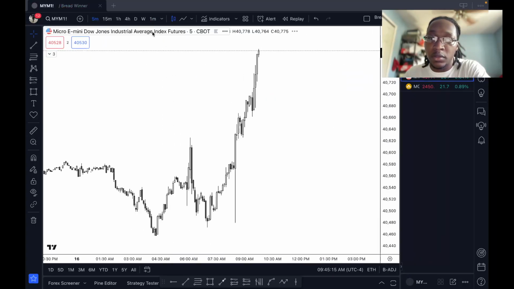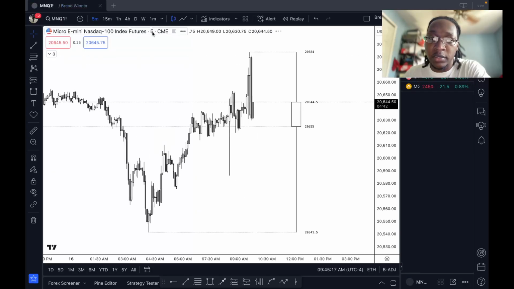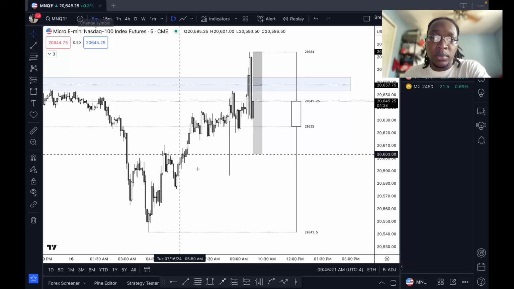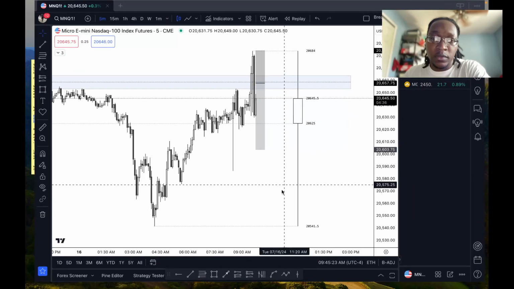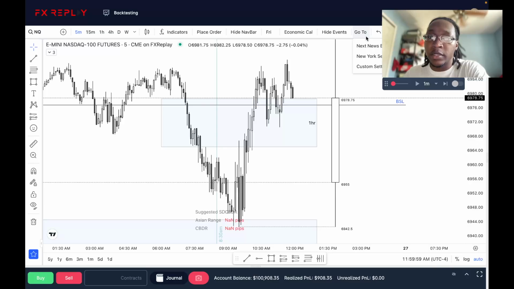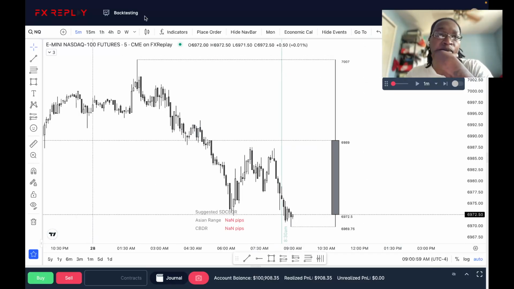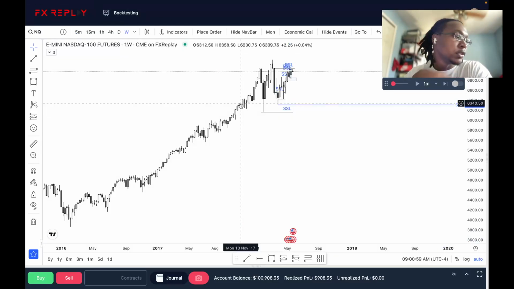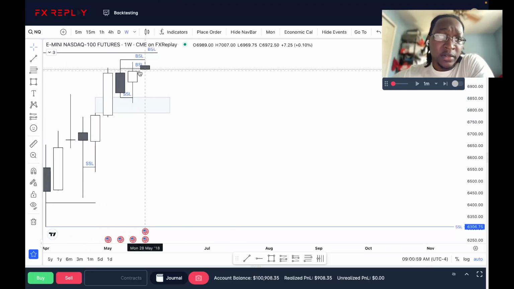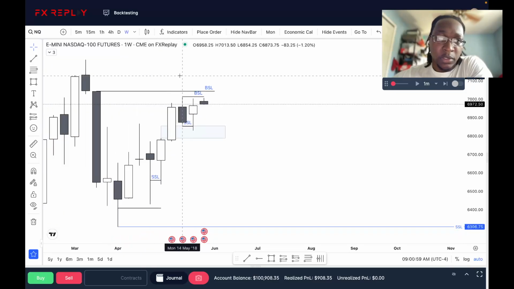ES, nothing really. YN, just pushing higher. But yeah, let's see if this plays out and keep our focus on backtesting. All right, so new week. See what we're doing. I still think we can push higher for buy side. We're right here at the highs. I still think we can push higher.